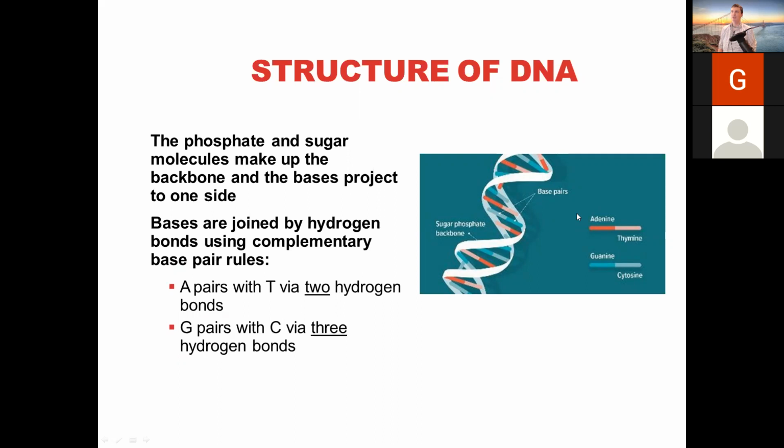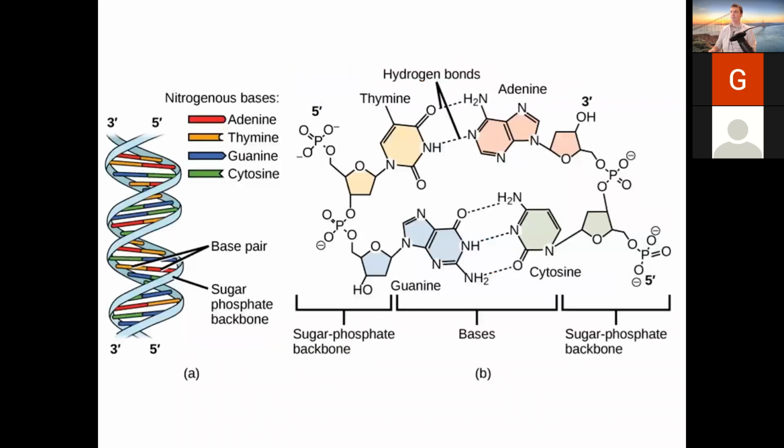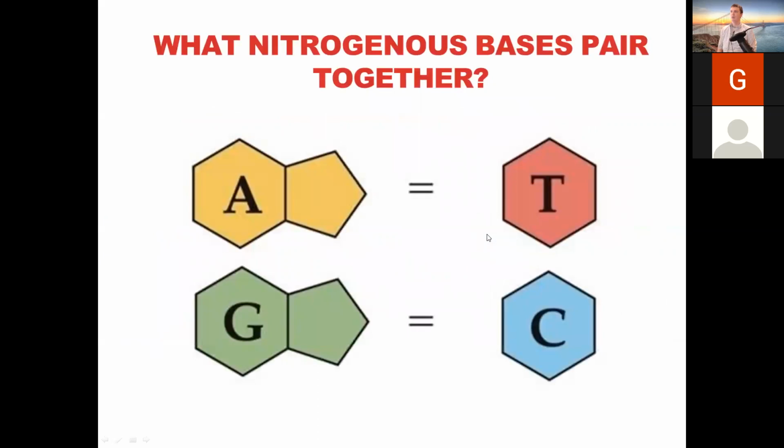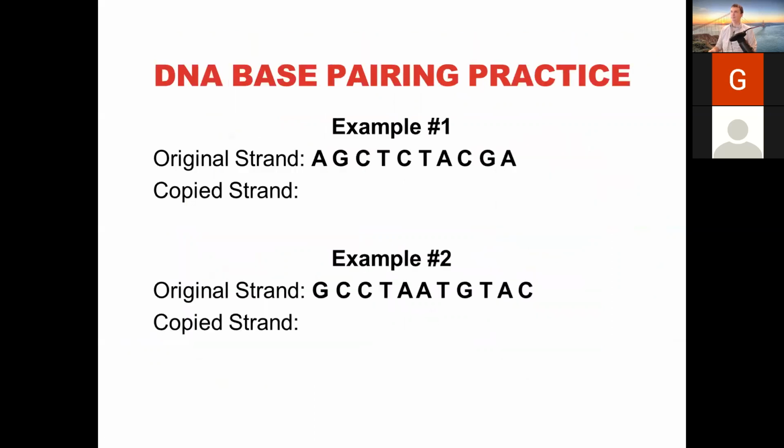Bases are joined by hydrogen bonds using complementary base pair rules. So be sure to remember this. A pairs with T via 2 hydrogen bonds. G pairs with C via 3 hydrogen bonds. And that's shown here. So you can see that adenine and thymine have 2 hydrogen bonds when they bond together, and guanine and cytosine have 3 hydrogen bonds. Okay, so just to remember, A binds with T and G binds with C via hydrogen bonds.